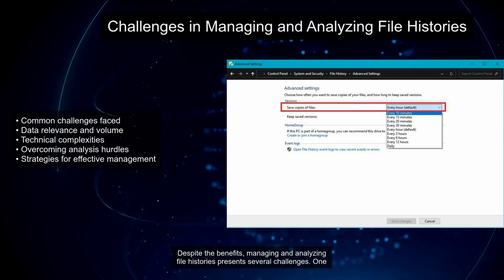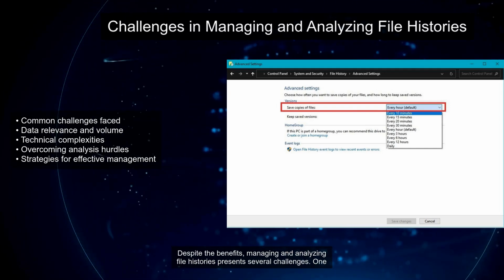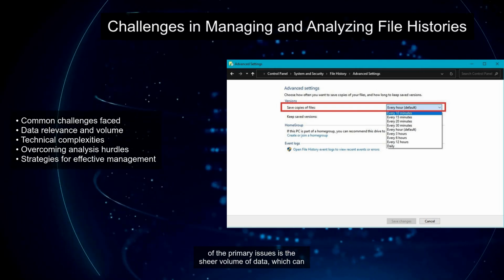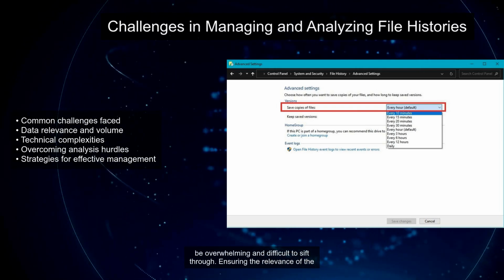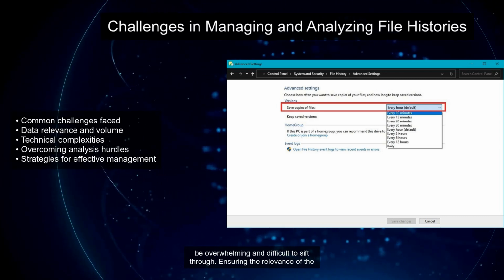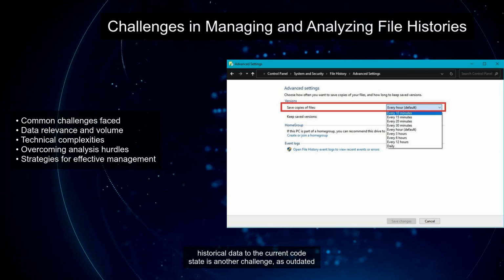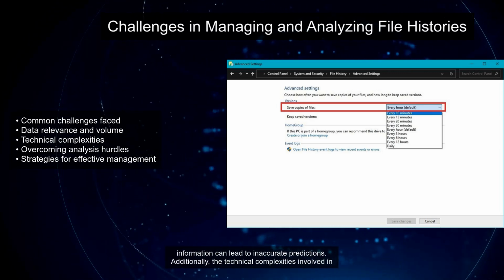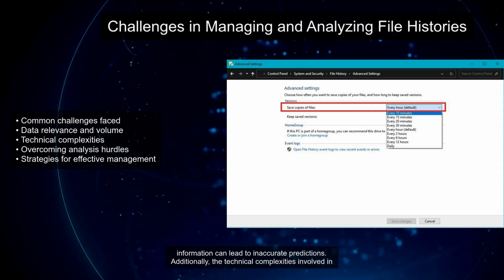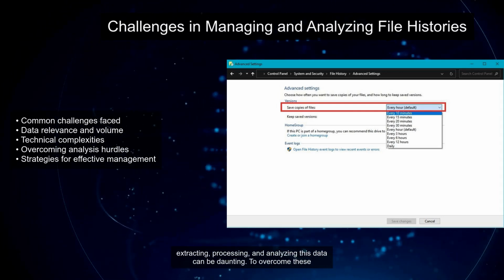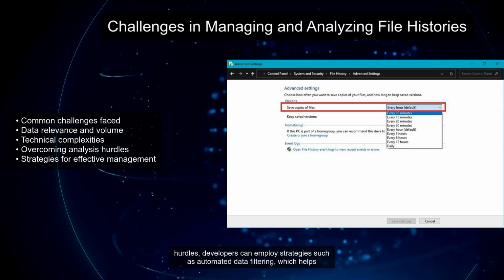Despite the benefits, managing and analyzing file histories presents several challenges. One of the primary issues is the sheer volume of data, which can be overwhelming and difficult to sift through. Ensuring the relevance of the historical data to the current code state is another challenge, as outdated information can lead to inaccurate predictions. Additionally, the technical complexities involved in extracting, processing, and analyzing this data can be daunting.